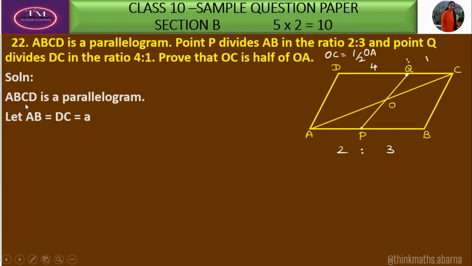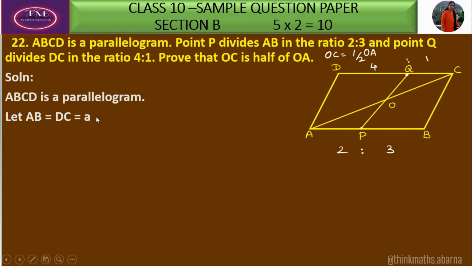So what is given here? ABCD is a parallelogram. So in a parallelogram, opposite sides are equal in length. So AB will be equal to DC. Let us assume AB is equal to DC is equal to X or A. Here I have assumed A. Let AB is equal to DC is equal to A.